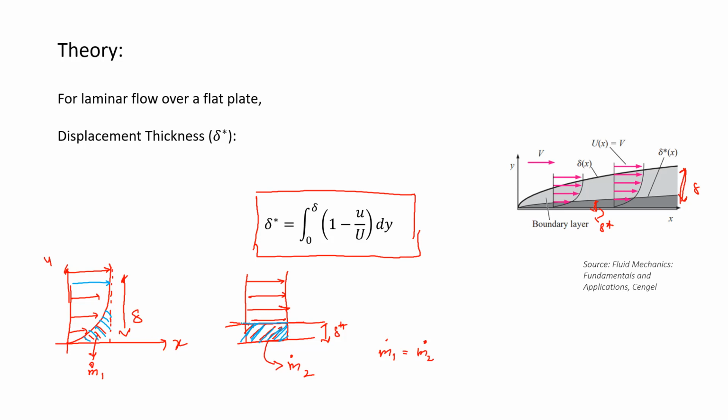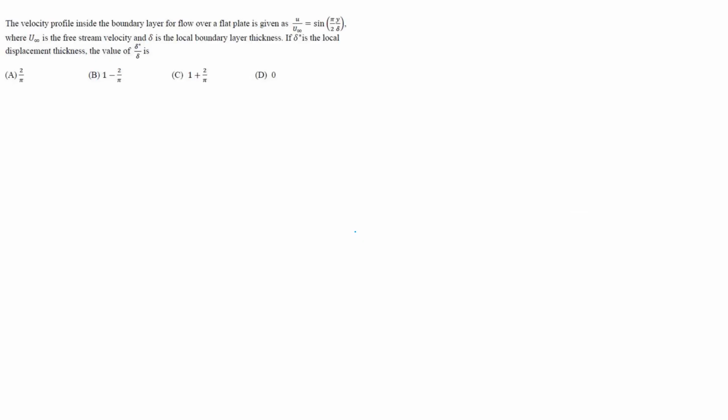You don't really need to be concerned with this. Basically, you just need to know what delta star is in terms of delta and the velocity profile, and then you can do the computation. I'll write down the formula here again, and just do the integration. It's very trivial. So delta star is given as the integration from 0 till delta of 1 minus small u over capital U dy.